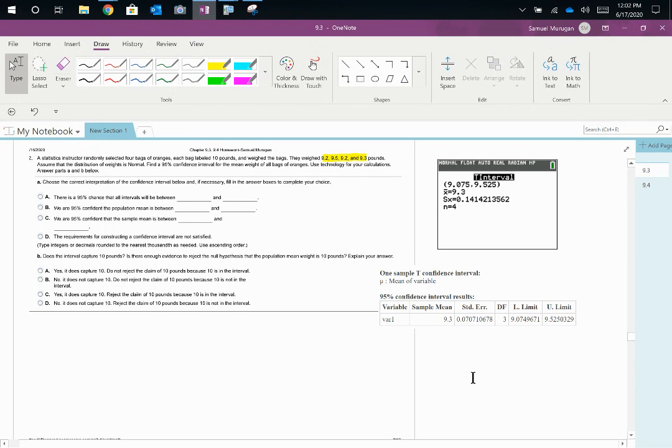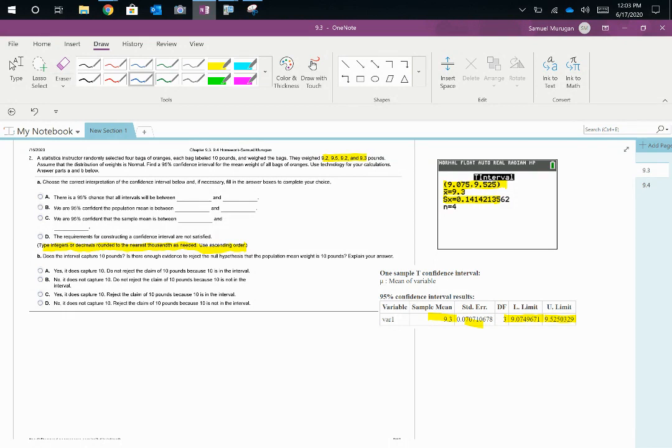So let's see what we have. They want this to the nearest thousand, so 3 decimal places. So we've got 9.075 and 9.525. Round this to 3 decimal places, 9.075, 9.525. By the way, notice the calculator also calculates the mean and standard deviation if you needed that information. We don't.